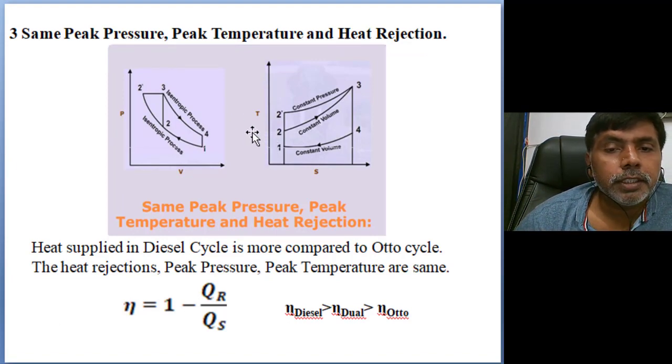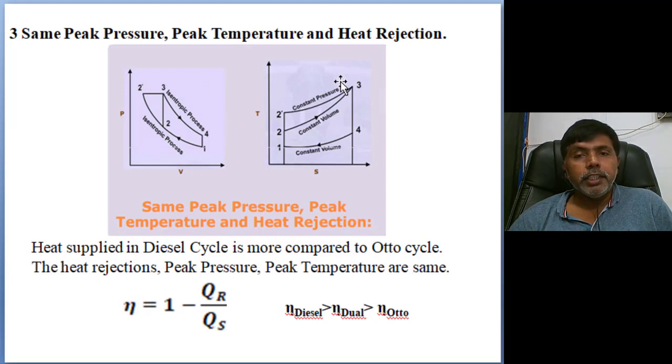Same peak pressures, here you want to get the same peak pressures, temperatures and heat rejection. So here the 4 to 1 process is the same, with the same peak pressure and peak temperature. In the Otto cycle we get the peak pressure and peak temperature after heat addition, but in the diesel cycle we get the peak pressure after compression itself, and the peak temperature after heat addition.